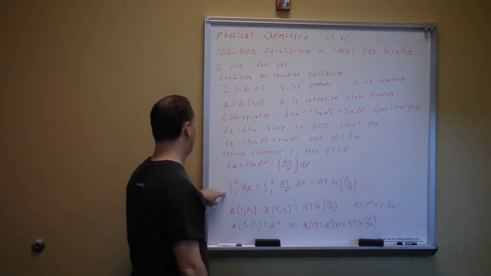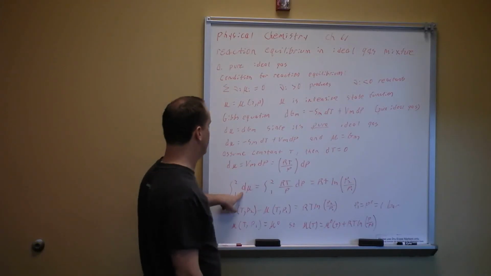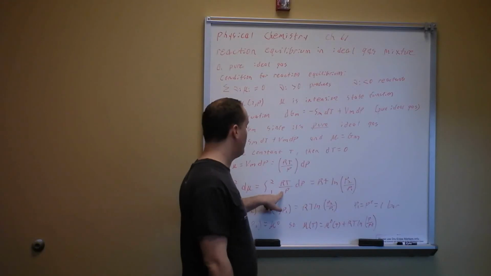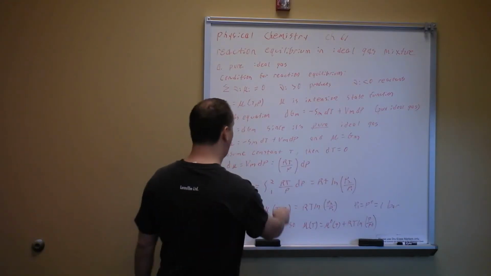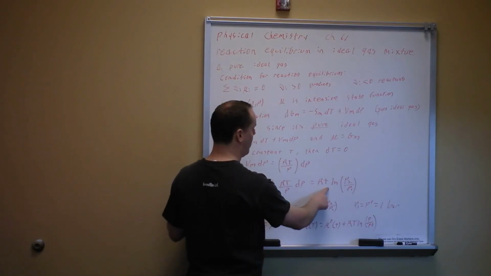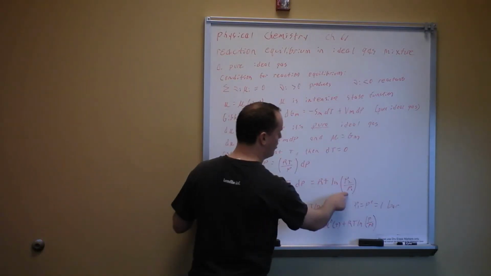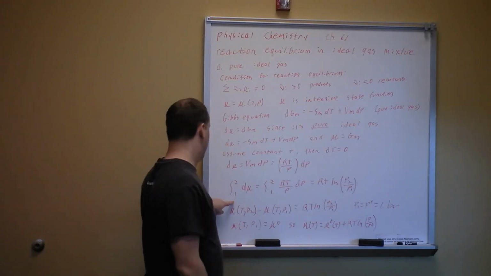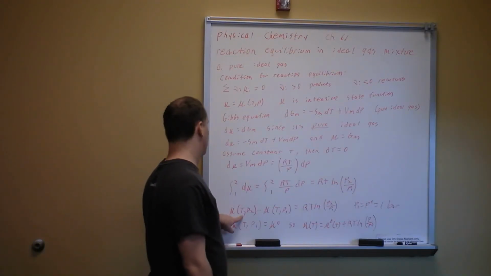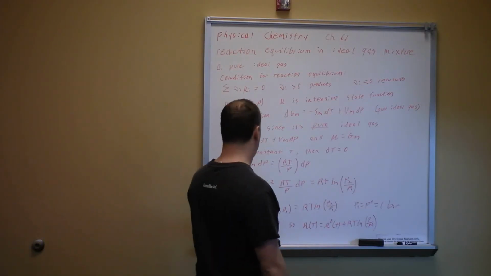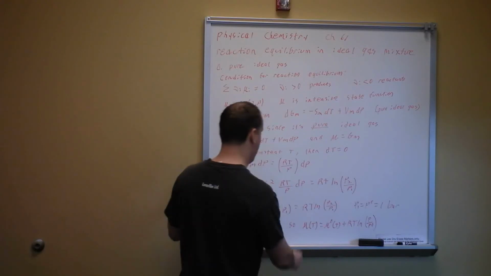Now we want to integrate that, so we get the integral from state 1 to state 2 of dμ, and that's equal to the integral from state 1 to state 2 of RT over P dP. R and T are constants. Remember, we said temperature was constant, so those will come out, so we just end up with natural log of pressure 2 over pressure 1. Now, integrating that just gives us μ at temperature and P2 minus μ at temperature and P1.